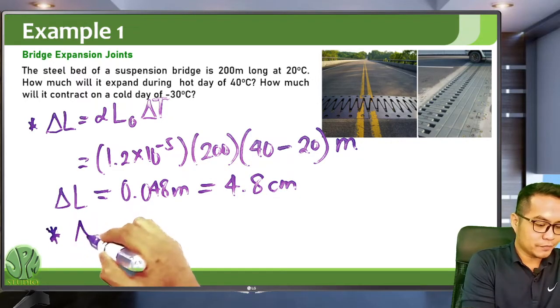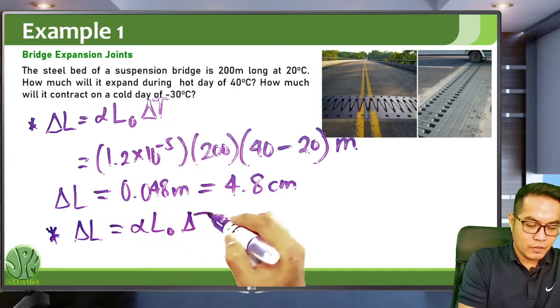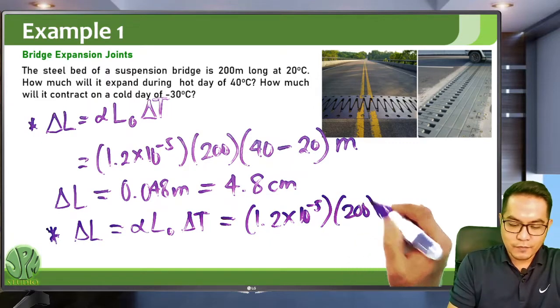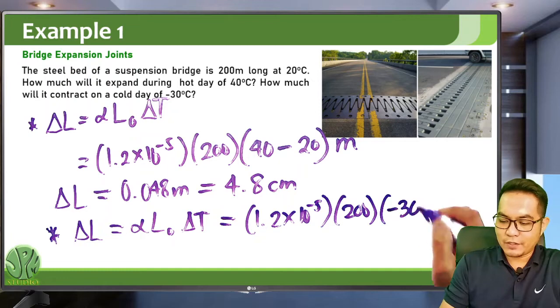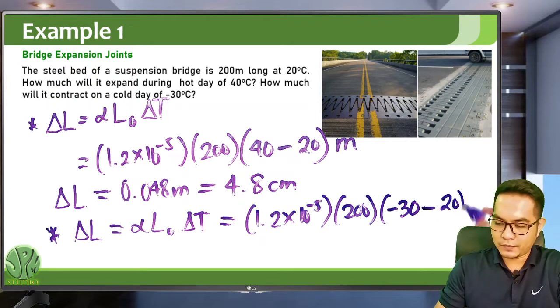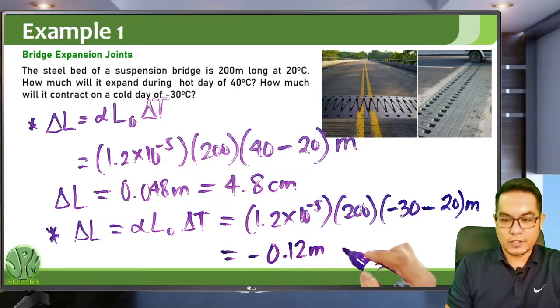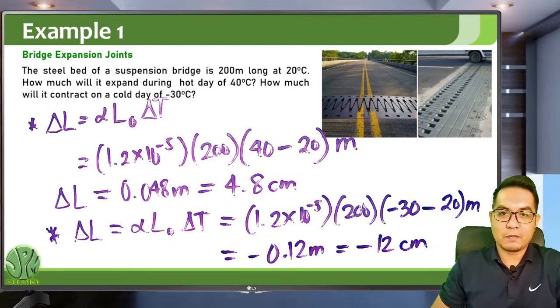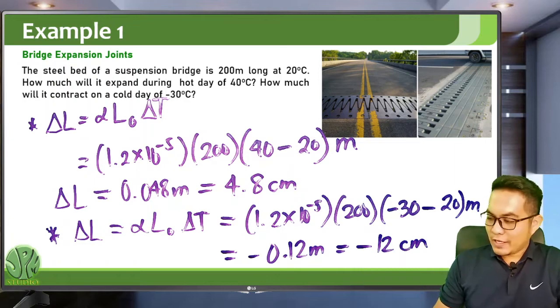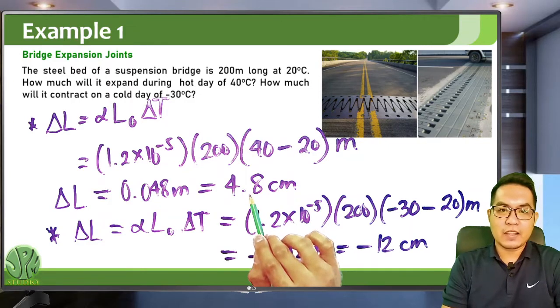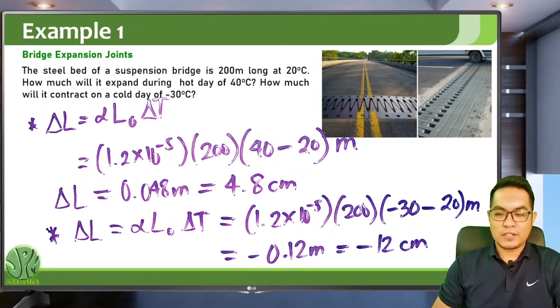Now, on a cold day, use the same formula. The alpha is the same, 1.2 times 10 to the negative 5, and the initial length is the same. On a cold day, the final temperature is negative 30 degrees Celsius minus the initial temperature of 20. The final unit is meters, and you will get a value of negative 0.12 meters, or negative 12 centimeters. The negative change in length implies that it is contracting. It's getting smaller. A positive change in length implies that it's getting longer. It's expanding. So on a cold day, since the temperature is decreased, you will have a negative change in length.